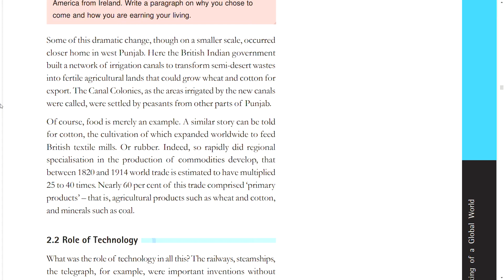Of course, food is merely an example. A similar story can be told for cotton, the cultivation of which expanded worldwide to feed British textile mills, or rubber. Indeed, so rapidly did regional specialization in the production of commodities develop that between 1820 and 1914, world trade is estimated to have multiplied 25 to 40 times. Nearly 60% of this trade comprised primary products, that is, agricultural products such as wheat and cotton, and minerals such as coal.